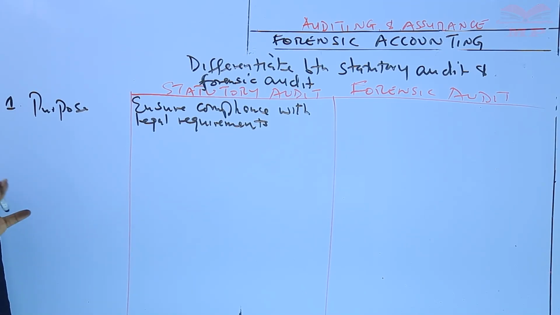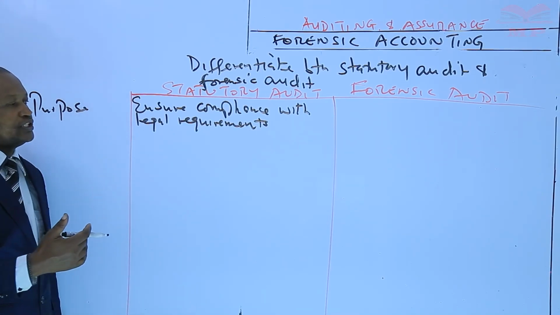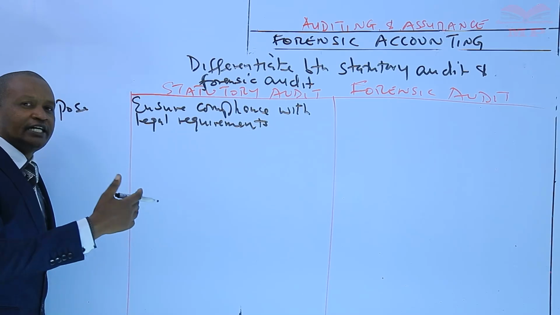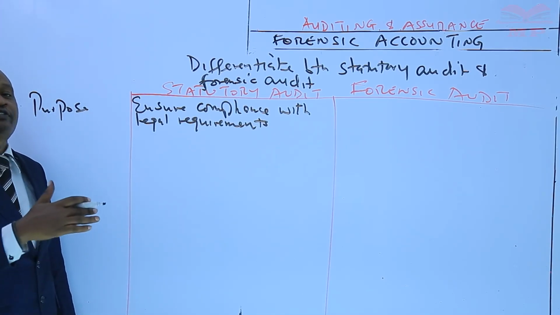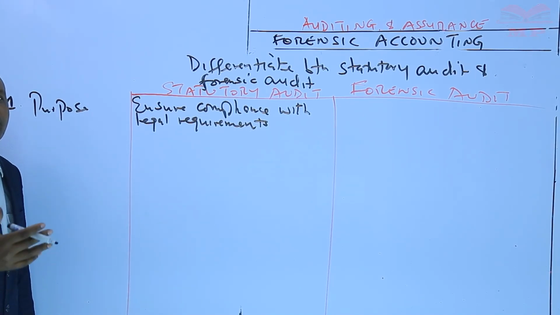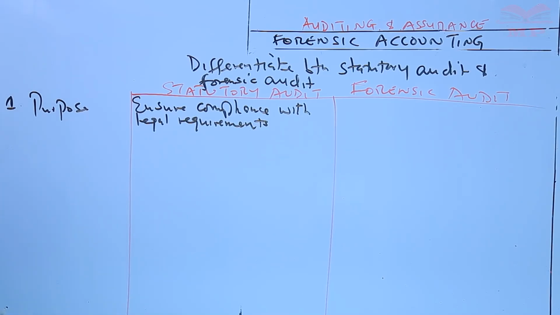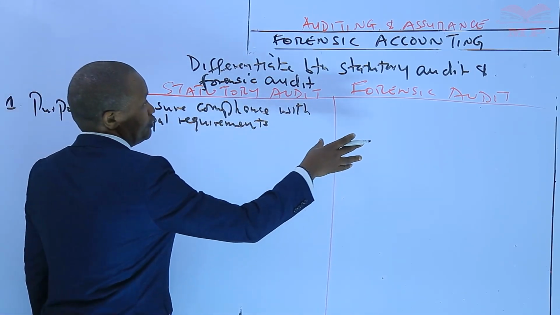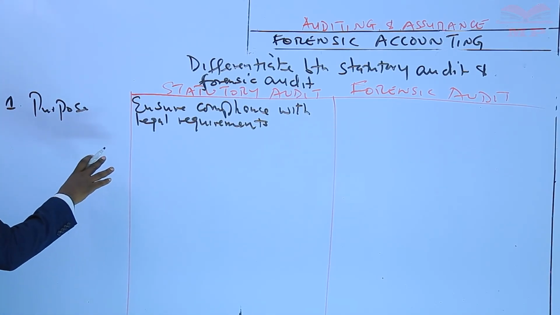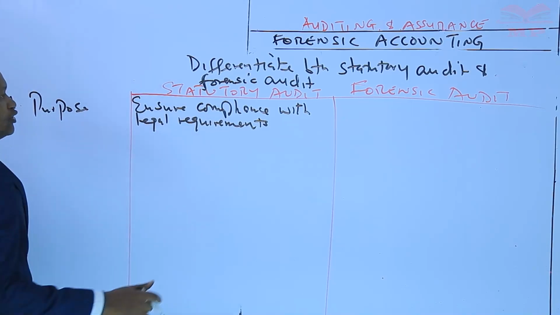Particularly in relation to financial reporting. And a statutory audit verifies the accuracy and fairness of financial statements and provides an independent opinion on the financial position and also the performance of an organization. That is not the case for forensic audit. Forensic audit, the purpose is not to ensure compliance with legal requirements.